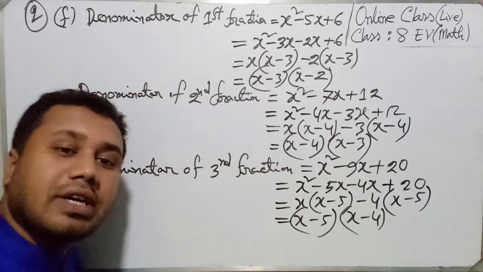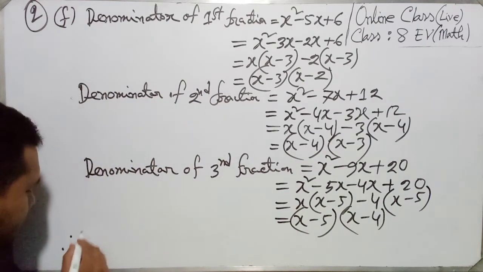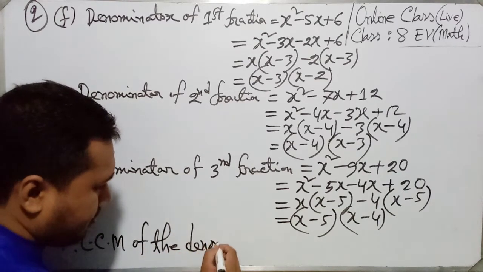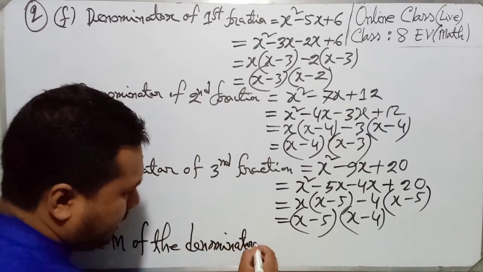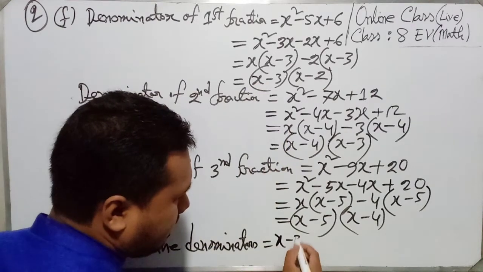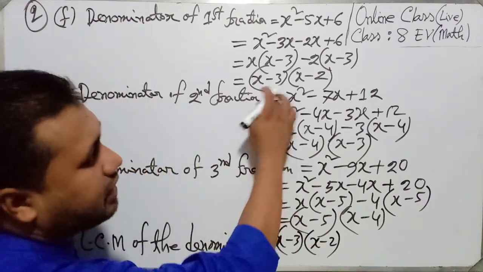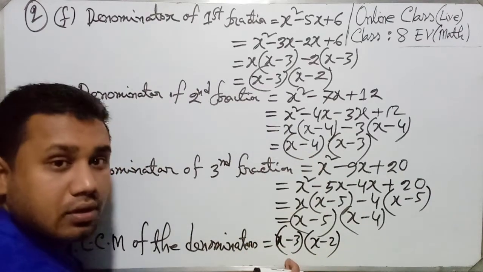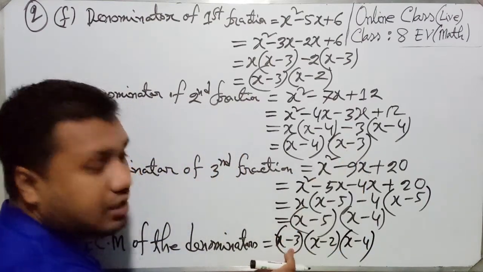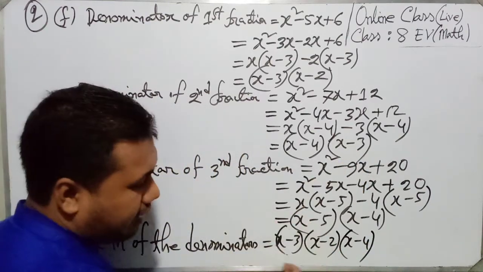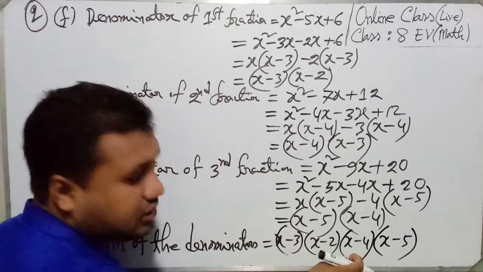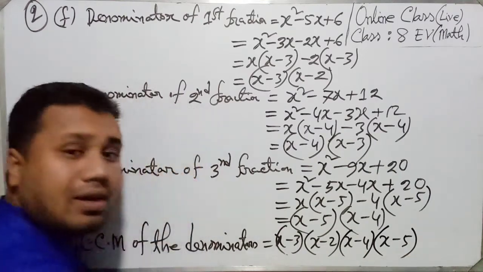Now we have to take the LCM. Good. So the LCM of the denominators. Now what will be the LCM of the denominators? Dear students, look, at first write these two, x minus 3, x minus 2. Now look, x minus 4. There is no x minus 4 yet, so write x minus 4. This x minus 3 is already written, so it is not necessary. Go to x minus 5. So we have to write x minus 5. X minus 4 is already written. So we can say this is our LCM.